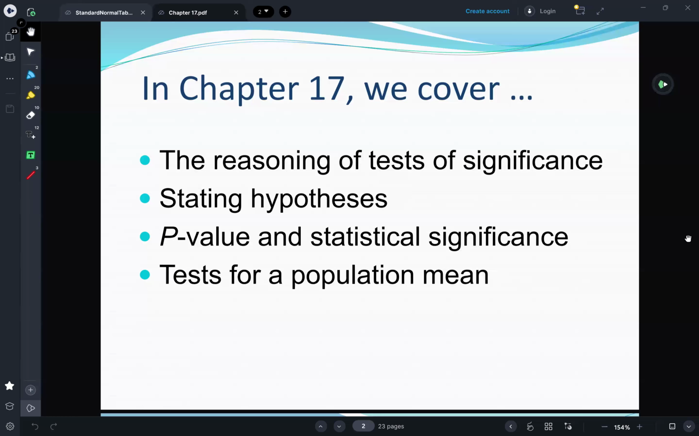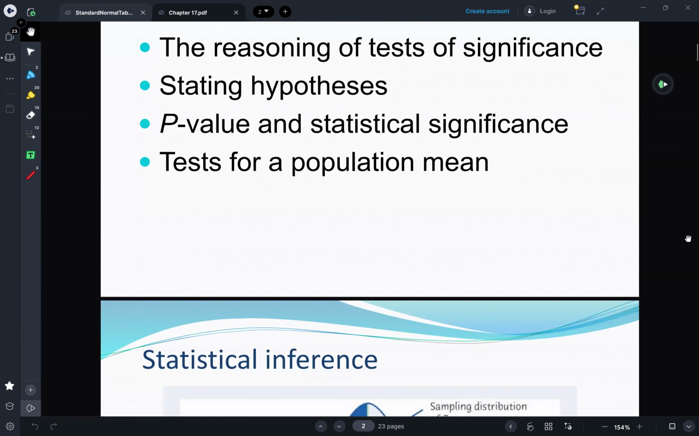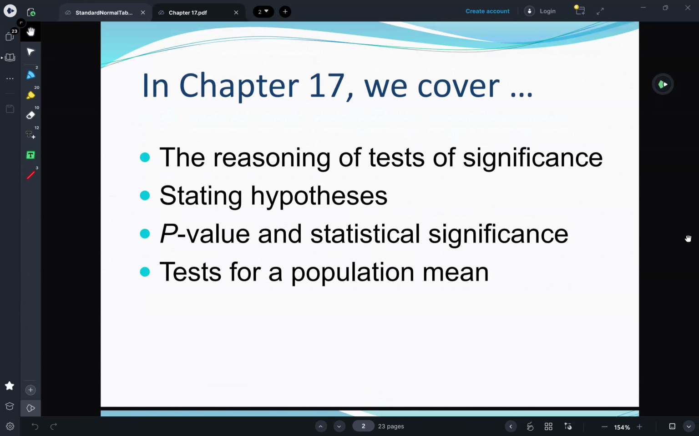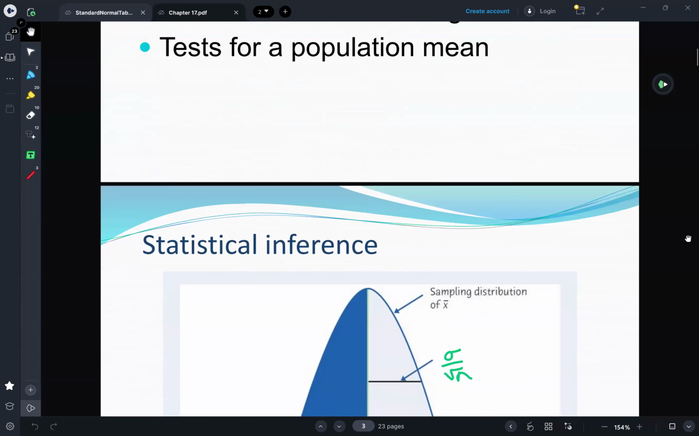And we're going to go over the reasoning, why we need them, what we do, how they connect to confidence intervals, how we state the hypothesis given a scenario, what is a p-value, p standing for probability value, and what is statistical significance, and then how do we test for the population mean? So how can we test for that? When it says tests for a population mean, it means hypothesis tests. That's what this chapter is all about.